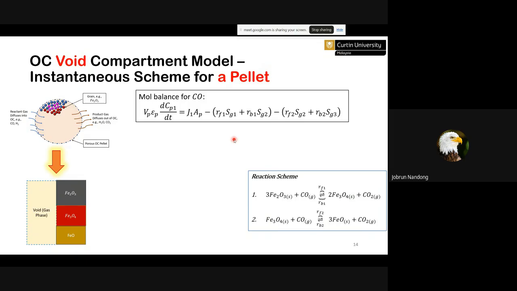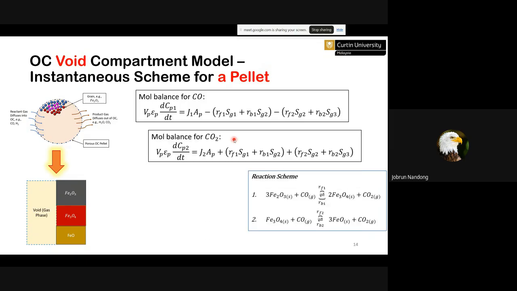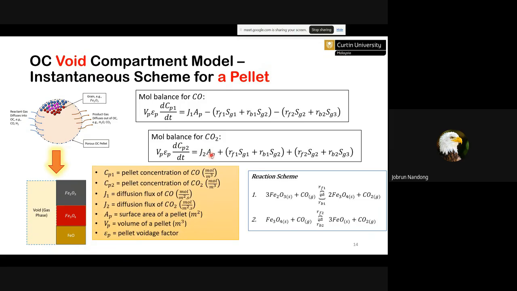It's quite important. Now, the next one, for the mole balance for CO2, there is a product one. So we have a diffusion again, in and out from the bulk phase. So we just indicate as J2. J2 here is the diffusion flux. AB is the surface area of the pellet. That's a notation.